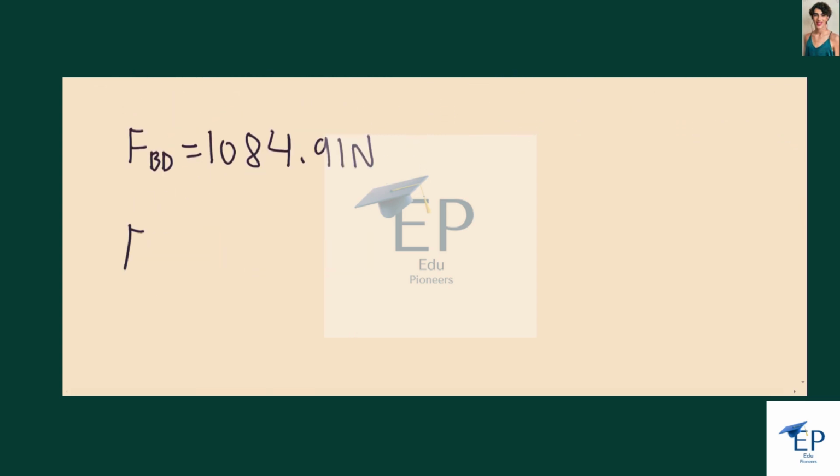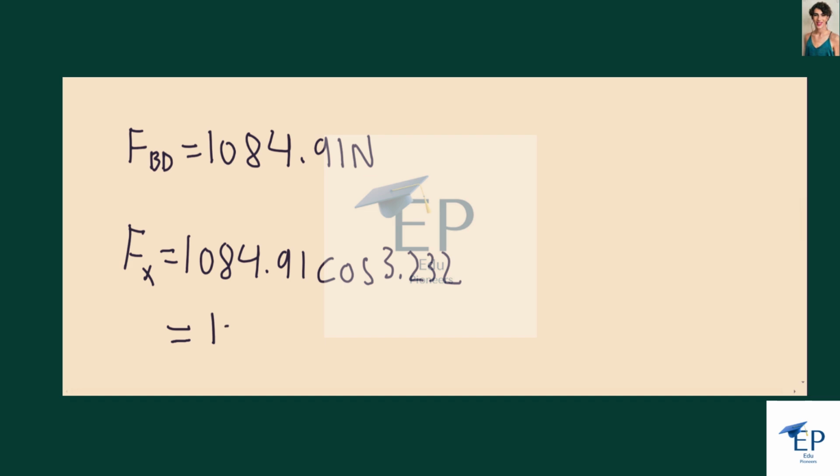To find the x component of that force, that's going to be equal to the force BD times the cosine of the angle 3.232, and this will give us a force of 1083.184 newtons, which will also be equal to the force of Q to keep the machine in equilibrium.